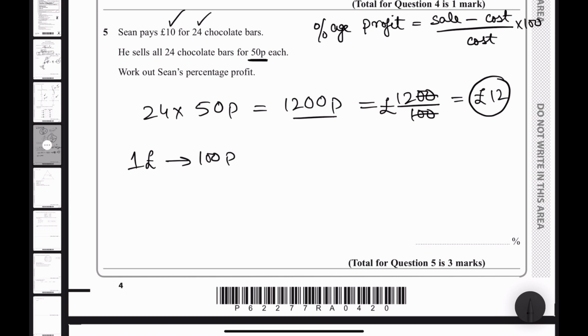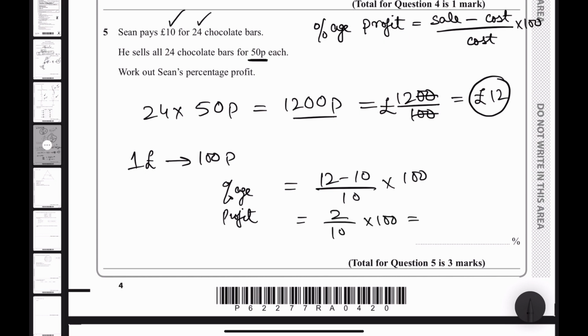So this is the sale that he did. That's the revenue that he got. So the percentage profit will be equal to 12 minus 10 over 10 times 100. So 12 minus 10 is 2. 2 over 10 times 100, that will be equal to, this 0 and this 0 will get cancelled, so 2 times 10 will become 20. So it'll become 20%. So his profit is 20%. So you have to keep that formula in your mind, that the percentage profit is equal to the sale minus the cost divided by the cost times 100. So that was question number 5.